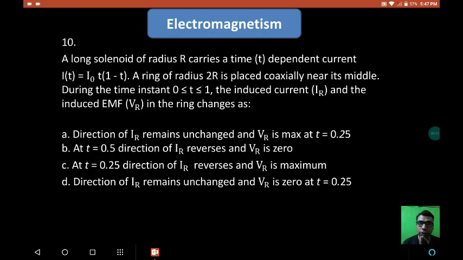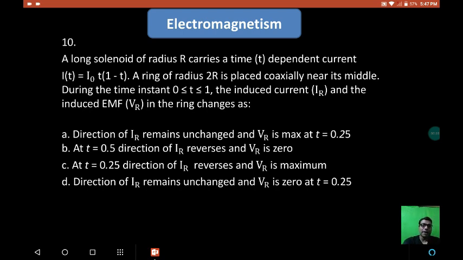Coming to the next question, that is electromagnetism. A long solenoid of radius r carries a time-dependent current I equals I naught t times 1 minus t. A ring of radius 2r is placed coaxially near its middle. During the time instant when t is greater than or equal to 0 and less than or equal to 1, the induced current IR and the induced EMF VR in the ring change. It has four options, and we have to opt for the correct one.